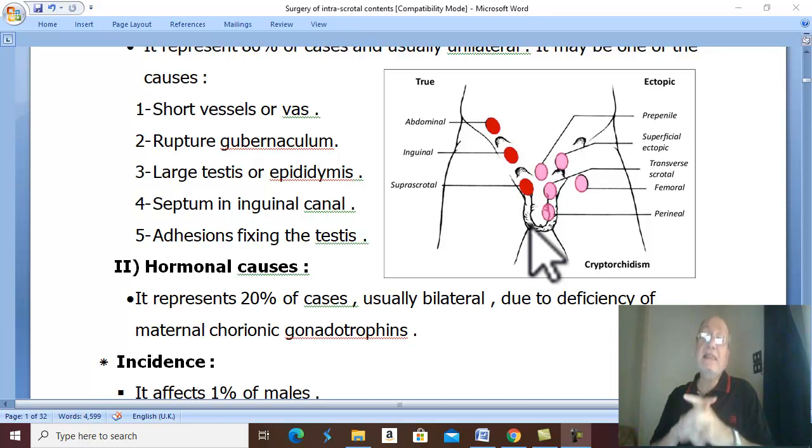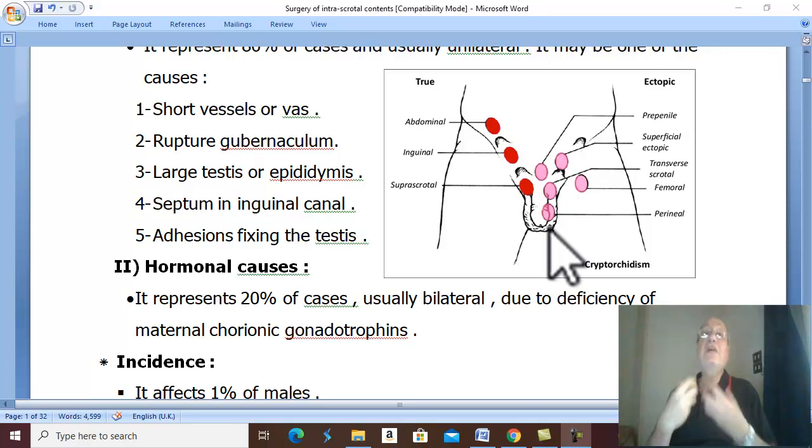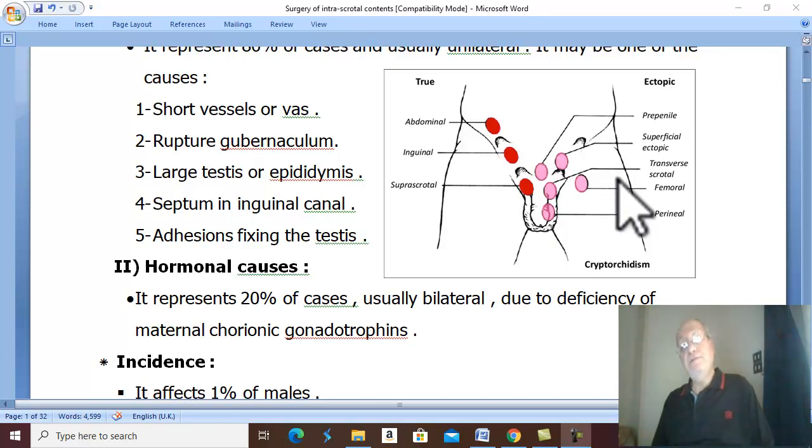But you should notice that the left testis descends 1 month earlier than the right testis. Therefore, anatomically, when you look at the scrotum, you will find that the left testis is lower in level than the right testis. Therefore, the left testis descends earlier by 1 month.